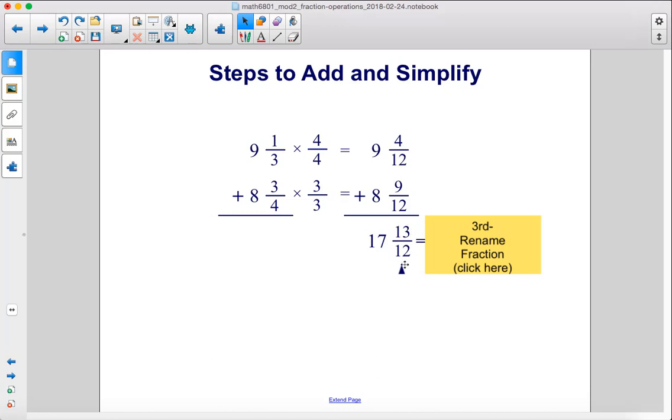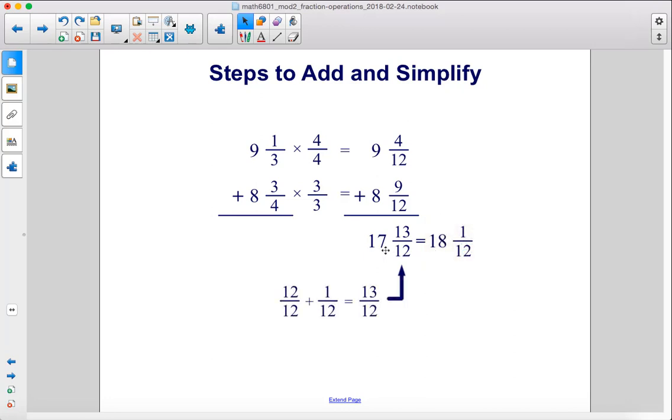As we can see here, 13 is larger than 12, therefore we can move over a full number over to there. So that becomes 12/12 plus 1/12 instead of just 13/12. Therefore, we have an 18 here now, this 12 out of 12, and we're left with this 1/12.